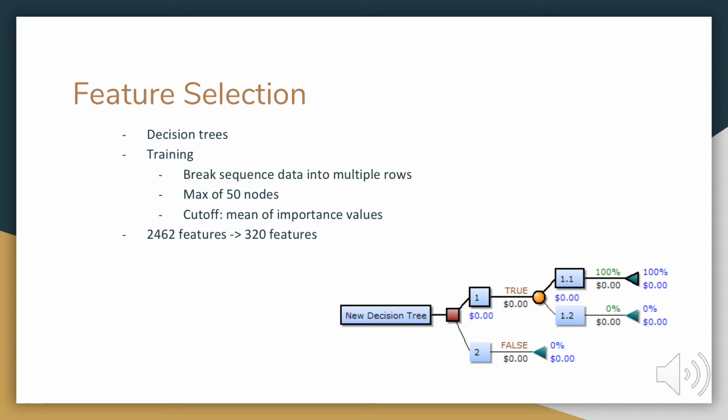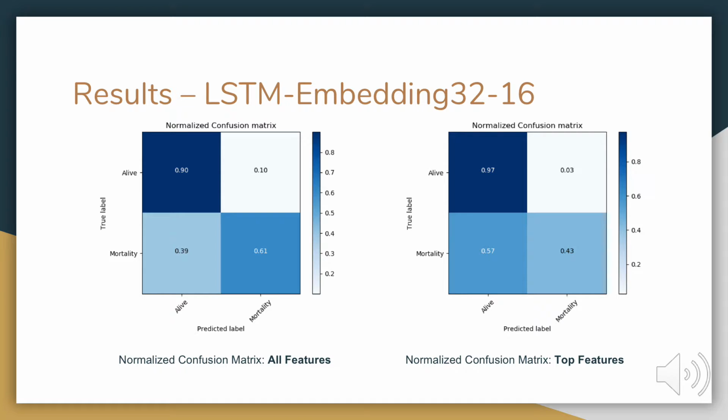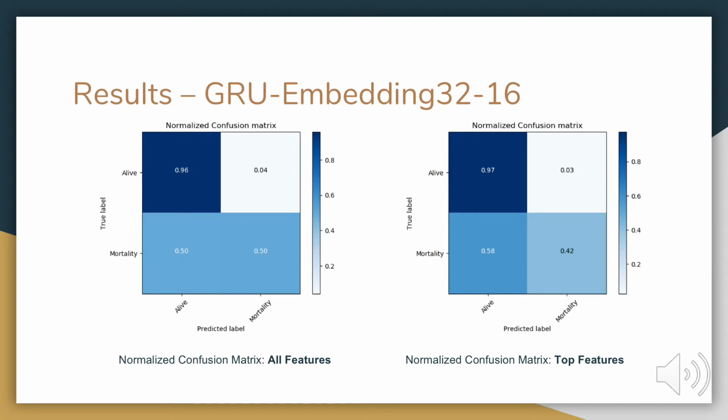For all features, the LSTM model labeled alive patients as alive 90% of the time and deceased patients as deceased 61% of the time. For top features, the model labeled alive patients as alive 97% of the time and deceased patients as deceased 43% of the time. For all features, the GRU model labeled an alive patient as alive 96% of the time and a deceased patient as deceased 50% of the time. For top features, the model labeled an alive patient as alive 97% of the time and a deceased patient as deceased 42% of the time.